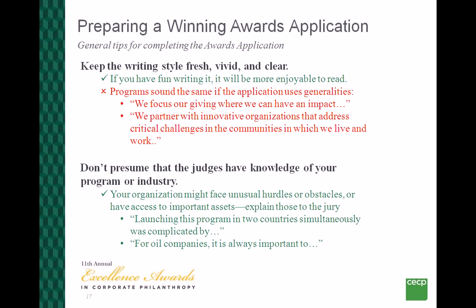One area where we've seen some companies run into trouble is if they use very high-level generalities to describe their program. You see a couple of examples of language that might fall into that category. We focus our giving where we can have an impact, or we address critical challenges where we live and work. These might be very true statements of your program, and they might be sentences that launch you into a great answer, but if your entire answer were to stay at that level of abstraction, you might be missing an opportunity to really share the detail and nuance that will help the jury understand your program deeply.